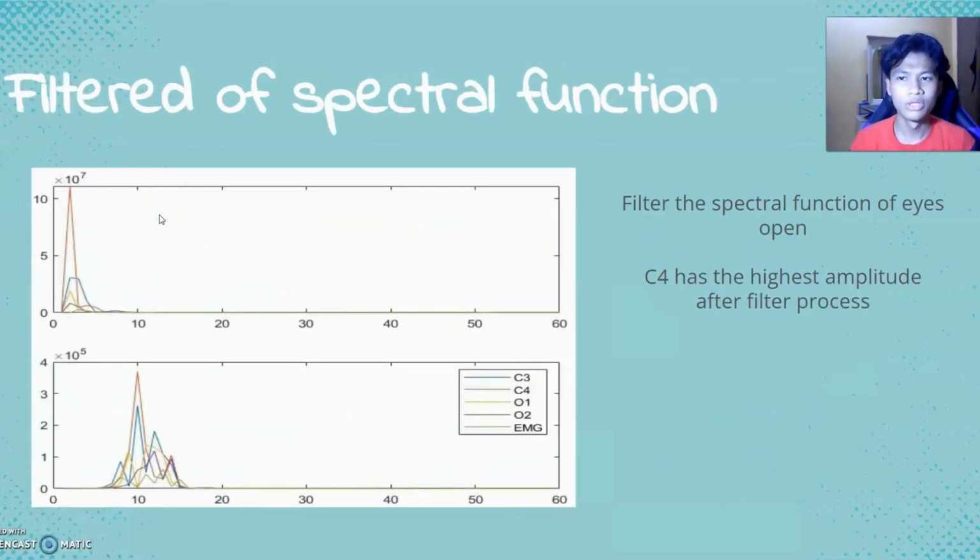Alright, next we filter the spectral function. Before we filter, we can see the highest peak comes from the red, which is the C4, while after filter we can see the highest also comes from red, which is C4, and the frequency is around 10 Hz after we filter the signal in the spectral function.